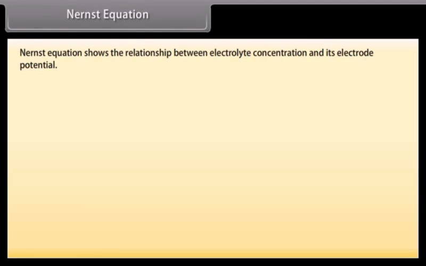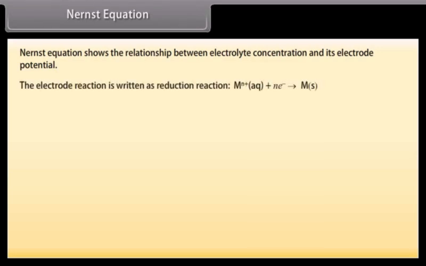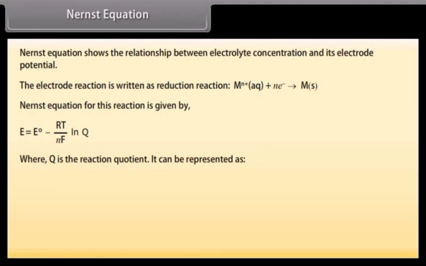Nernst equation. Nernst equation shows the relationship between electrolyte concentration and its electrode potential. The electrode reaction is written as reduction reaction. Nernst equation for this reaction is given by E is equal to E naught minus RT upon nF multiplied by natural log of Q, where Q is the reaction quotient. It can be represented by M upon M ion. Put the value of Q in the above equation.